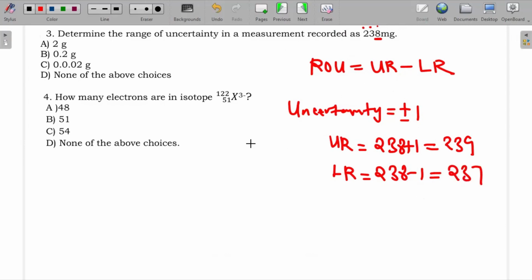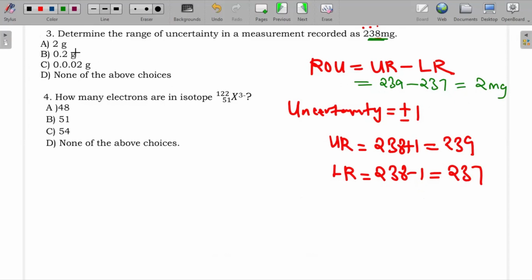Now the range of uncertainty will simply be equal to upper reading 239 minus lower reading 237. So this gives you 2. The range of uncertainty is 2. And remember, this was milligram, so I'm subtracting milligram from milligram, so this is milligram here.